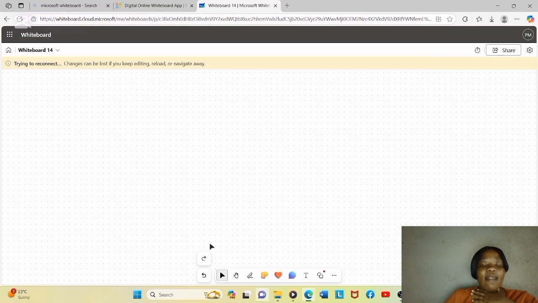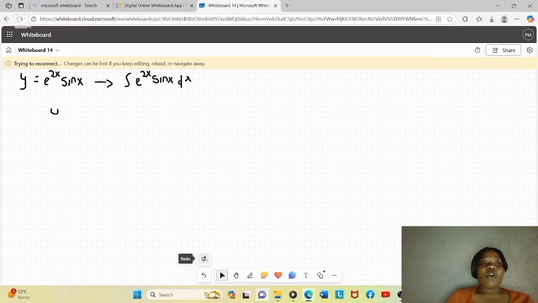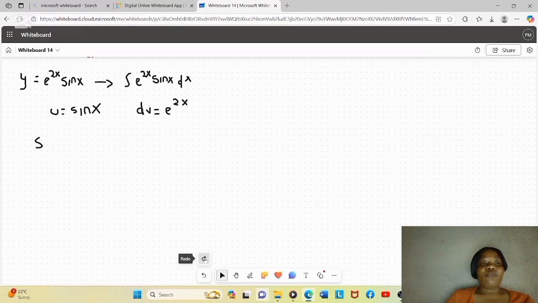Let's take a look at our last example. We are given y equals e to the power 2x sine x. Then we include our integral sign. We have the integral of e to the power 2x sine x with respect to x. Then our u is equal to sine x, dv is equal to e to the power 2x. Then even here we use a tabular method. Then we have our alternating signs, positive, negative, positive.